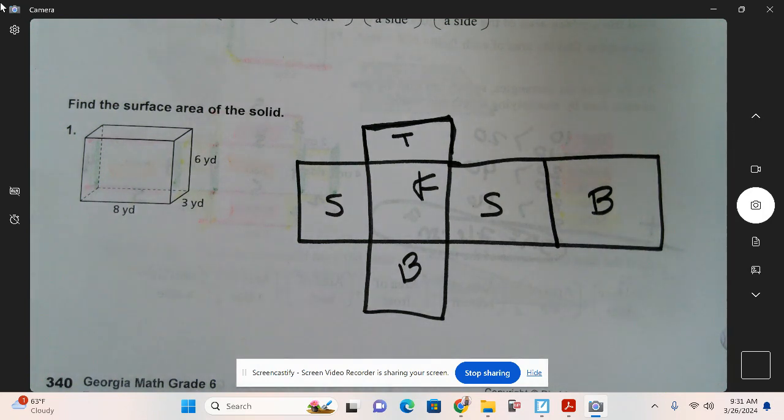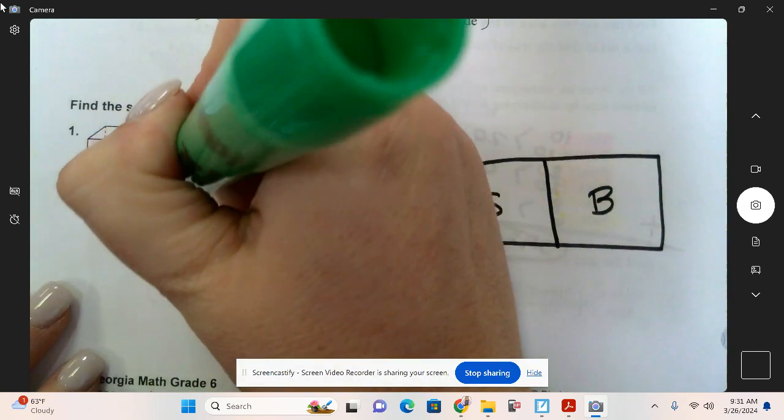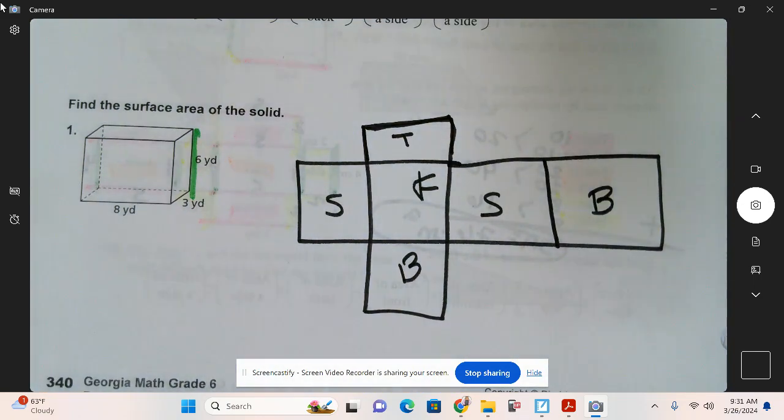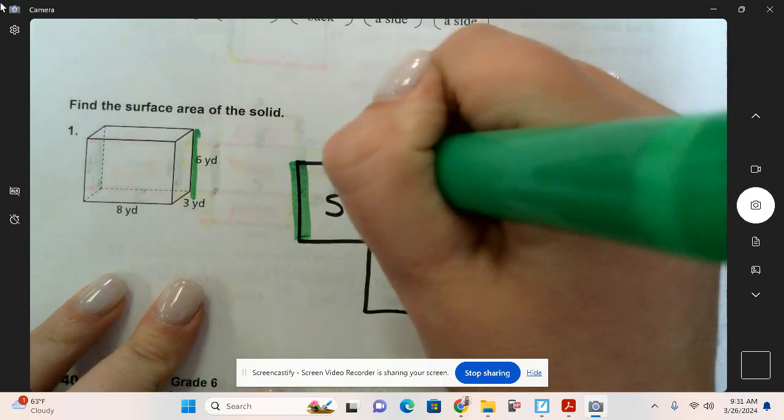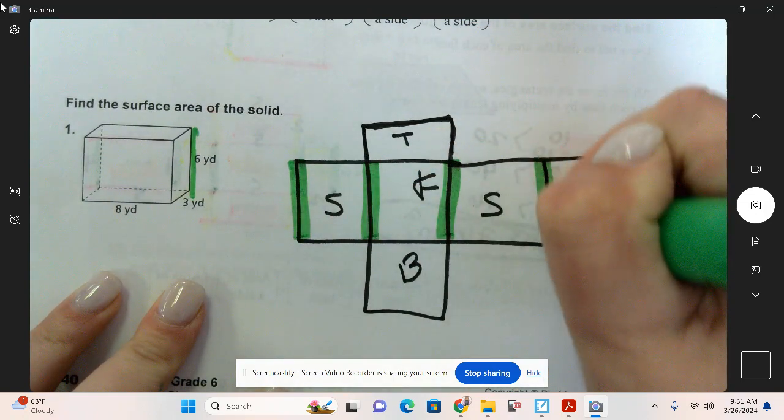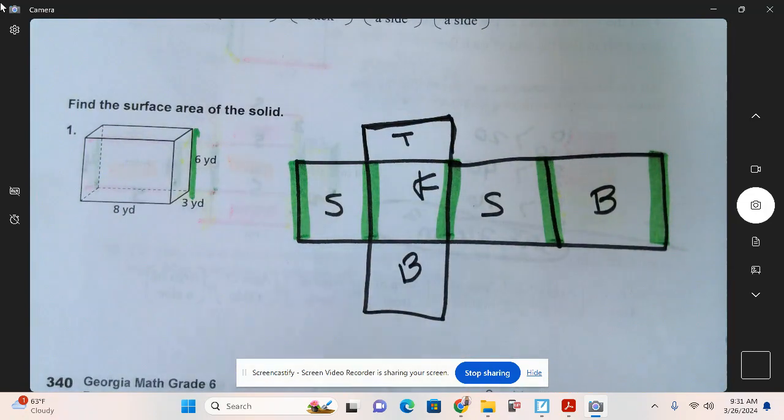Okay. I'm going to highlight. Get my green highlighter. Okay. We're going to start with the one that runs up and down. Okay. How long is the ones that run up and down? 6. So all of these that run up and down are how long? 6. Okay. All of those are the same.